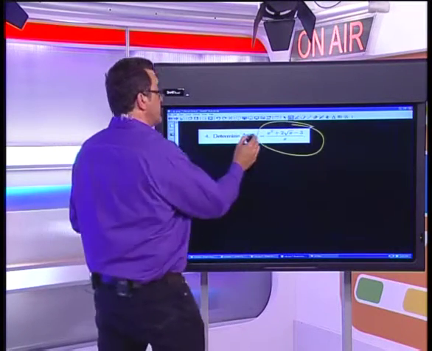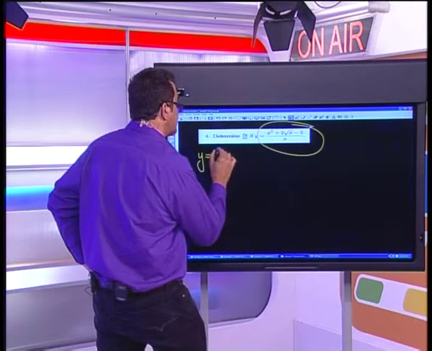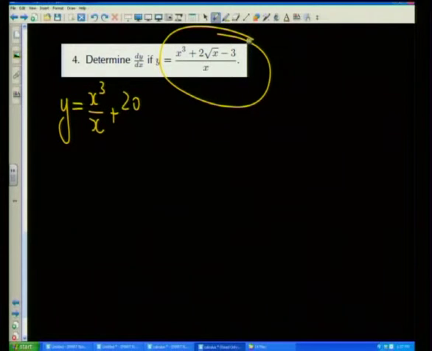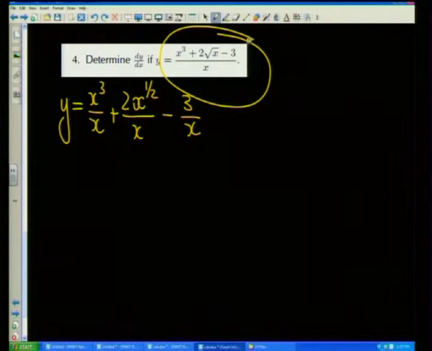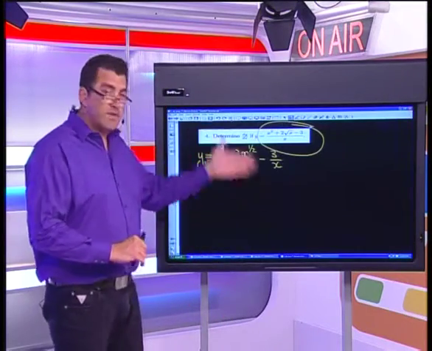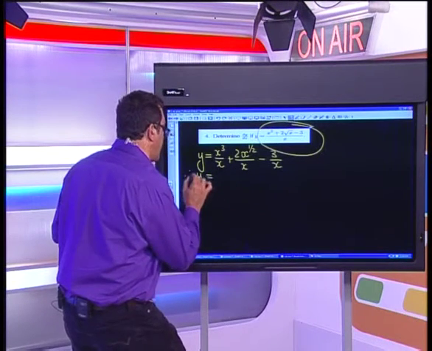Let's have a look. To fix it, y will be x cubed over x plus twice the root of x over x minus 3 over x. Now remember, we said I don't want roots. I want powers. It's still not ready because there are x's in the denominator. Okay? I've just got the x's out of the roots and stuff. I'm dividing every term by the x, and now I prepare it. Still preparing, so it's still y.